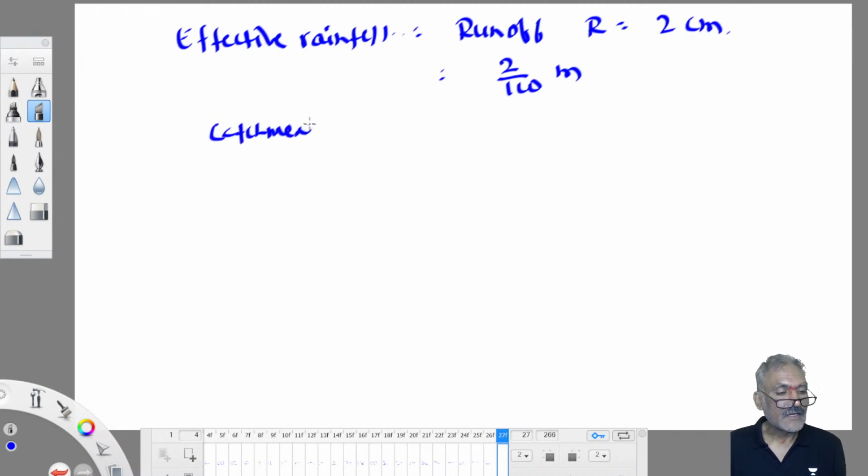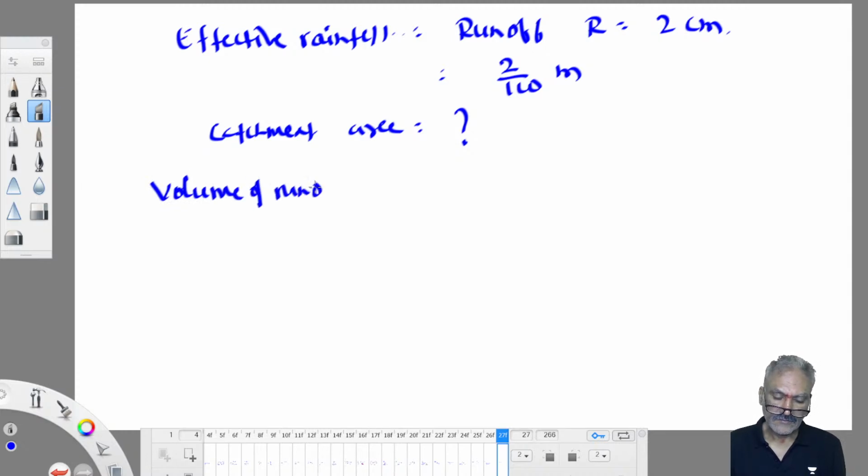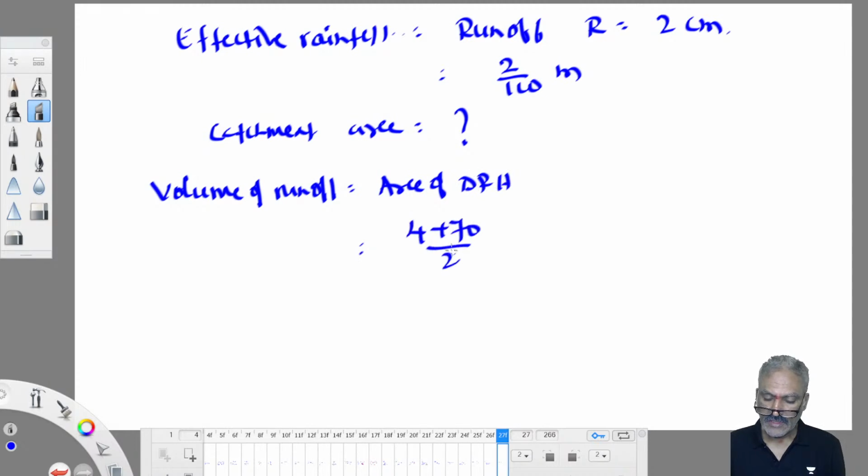What is the catchment area representing this hydrograph? That is unknown. So what is the volume of runoff? Volume of runoff is equal to the area of the direct runoff hydrograph only. Trapezoidal in shape, A plus B by 2 into H. Height is 90 cubic meter per second. This is in hours, this in meter cube per second. To convert this also to seconds, we multiply this by 60 into 60. Then it becomes meter cube.